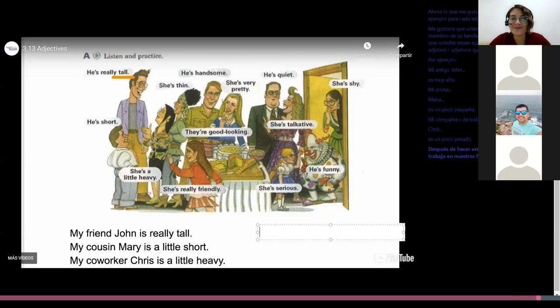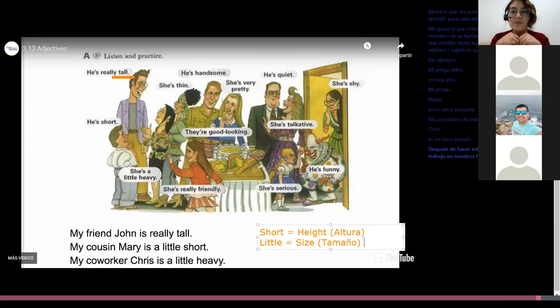Teacher, what is the difference with little and short? Okay, so when we're talking about short, we are talking exclusively y solamente de height, de altura. And when we're saying little, we're talking about size, tamaño. So something can be little and therefore va a ser short en su escala. Pero podemos decir usualmente que si algo es little, todo es little. So, alguien puede ser a little heavy, puede ser heavy and short.